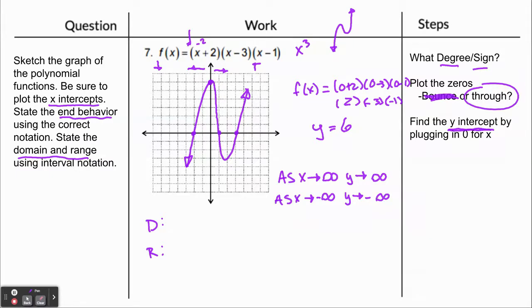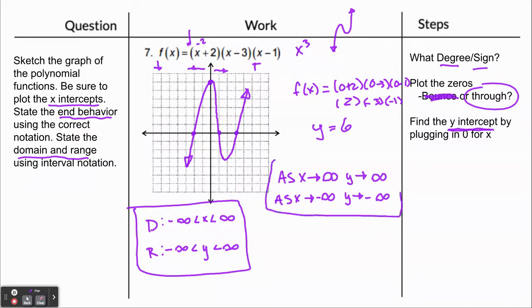Domain and range, because it is a cubic function, both of these are going to be all real numbers. So in interval notation it looks like this. Remember that the domain is all the possible x values, while the range is all possible y values. So we have our domain and range here. We have our end behavior in the correct notation, and we have the sketch of our graph.